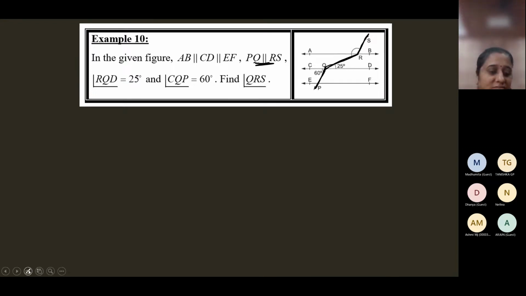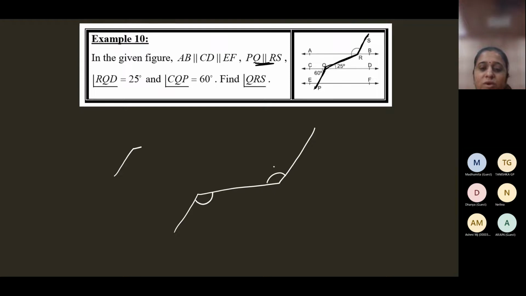You can see a Z like this. Parallel line, transversal, parallel line. So these are alternate interior angles, and this is what you have to find. If you find the measure of this angle, alternate interior angles are equal. So that way you can find this angle.